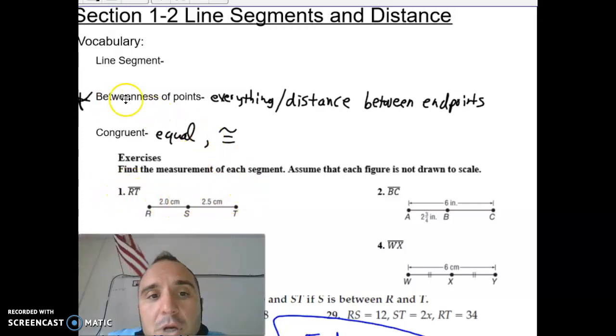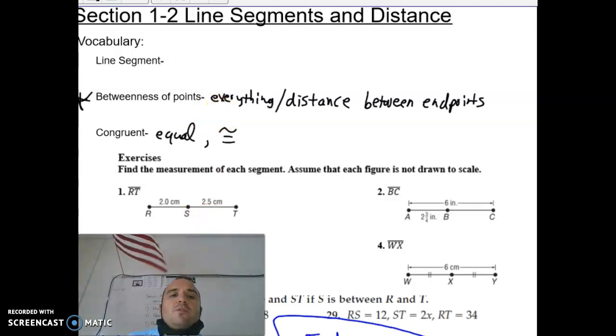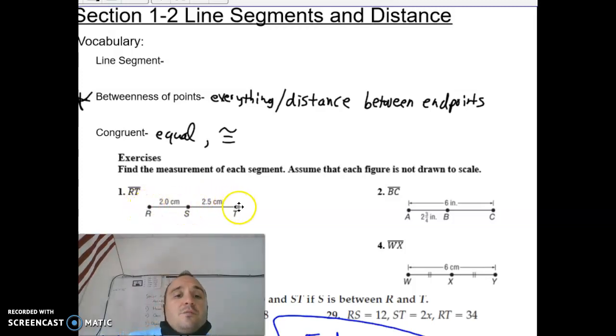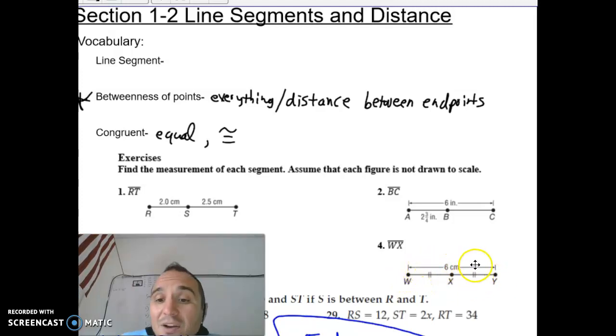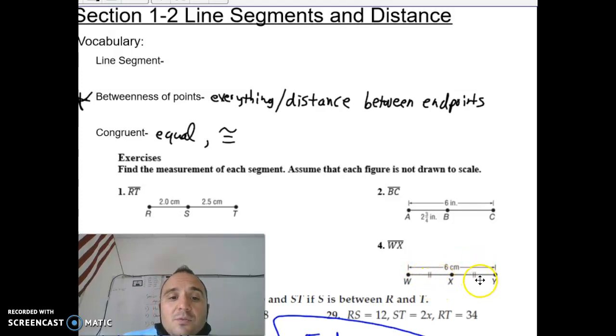When we say betweenness, what we're talking about is adding up the entire distance in between some lines. So RS's betweenness is 2. RT's betweenness is 4.5. Congruent, on the other hand, also involves this idea of being equal. So you're going to say WX is congruent to XY. So if those two are congruent, but the entire distance is 6, it's going to be 3 and 3.